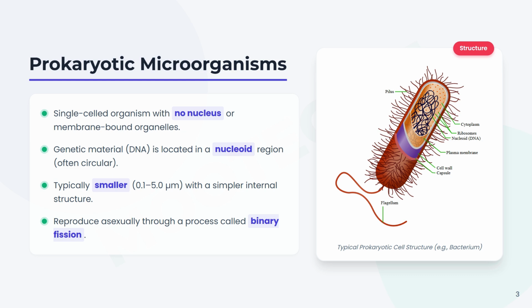Let's look at a typical structure of a prokaryotic cell, like a bacterium. The main components you can see are pili, which are hair-like structures used for attachment, the cytoplasm, the jelly-like fluid inside the cell, ribosomes, the tiny machines that build proteins, the nucleoid, which houses the DNA, the plasma membrane, the cell's protective barrier, a cell wall, and often a capsule for extra structure and protection, and finally a flagellum, a whip-like tail used for movement.